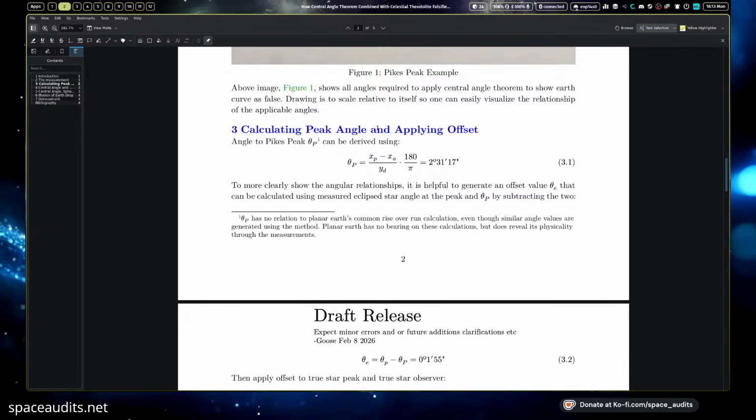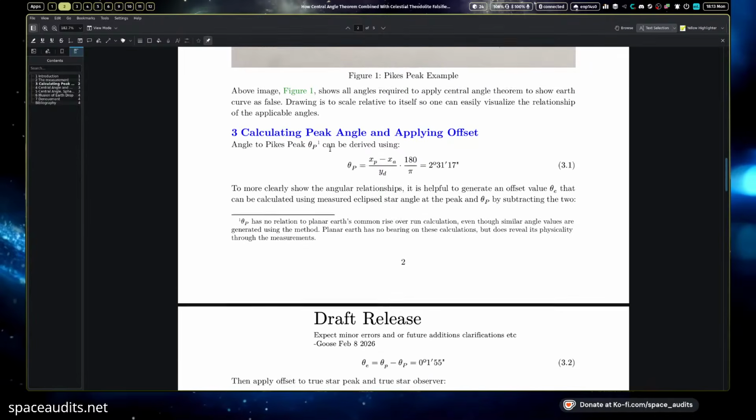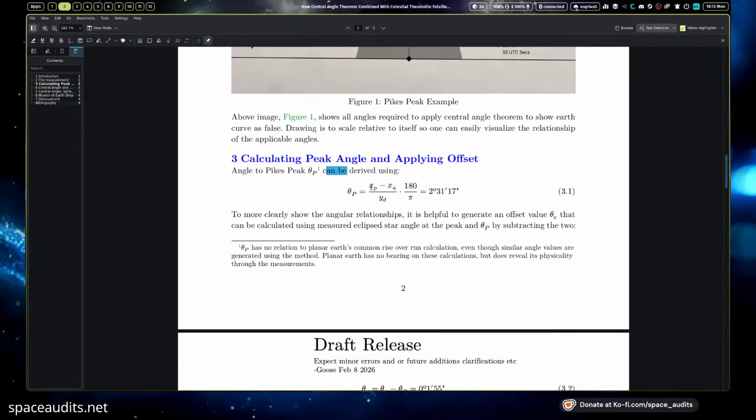Calculating the peak angle and applying an offset. The angle to Pikes Peak, which is noted by theta capital P, can be derived using the elevation difference divided by the distance times 180 over pi, or you can do arctan of rise over run, and you get a small decimal place disagreement, but for the low angles that we're using, it's approximately equal to using arctan rise over run.